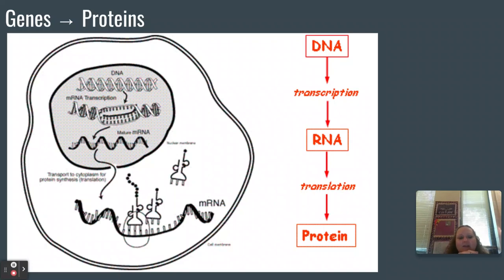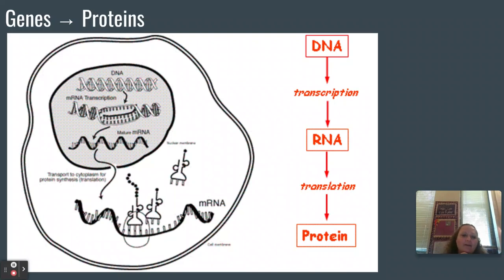It can't. So the DNA is going to be transcribed through a process called transcription into something called mRNA. That mRNA is going to leave the nucleus and go attach itself to a ribosome. So the ribosome then is going to help the mRNA be translated into a protein. So how is it going to be translated?